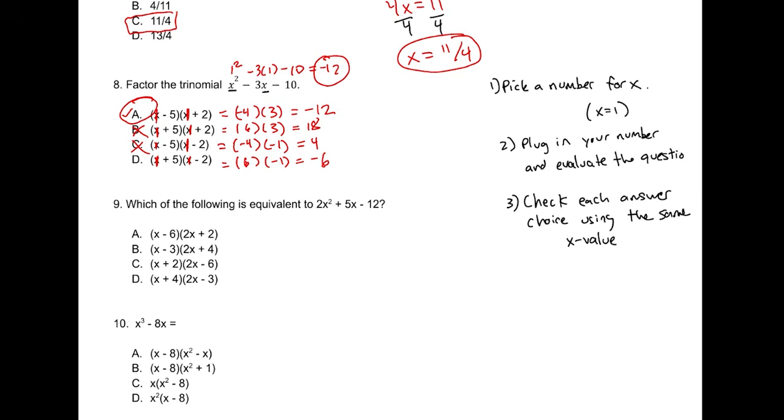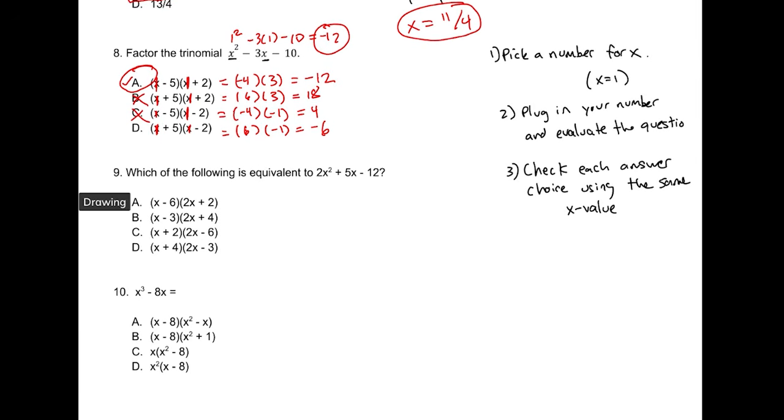Now, if you come across a scenario where you use this strategy, but let's say 2 of these were equal to negative 12, let's just say maybe this one was negative 12 and so was this one. If that's the case, you're just going to run the strategy again, but pick a different number. Because sometimes if you pick a number that's too small and simple, you'll get multiple answer choices equaling the same thing. So if 1 doesn't work to narrow down the answer choice, try x equals 2 or x equals 3. Or basically just keep picking different numbers until you can narrow down what the correct answer is. x equals 1 is usually a good one, and it'll work for most of these.